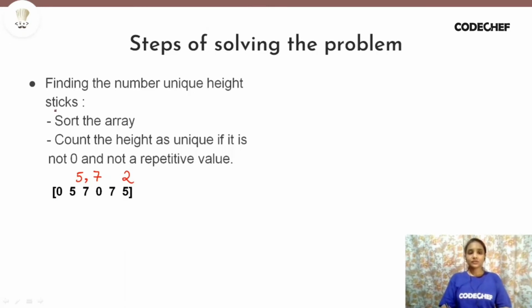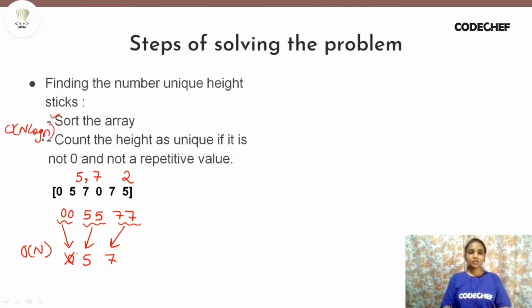But what is the purpose of sorting the array? If you sort the array, we get 0, 0, 5, 5, and 7, 7. So what advantage have we got? We have got the equal height sticks together. So it will be easier for you to select the unique heights of sticks, that is 0, 5 and 7, and then you can ignore 0. This you can achieve in order of n time complexity, and the sorting time complexity will be order of n log n. So the total time complexity in this approach will be order of n log n, and we will see the pseudocode for the same in a while. Then you will understand this approach better.